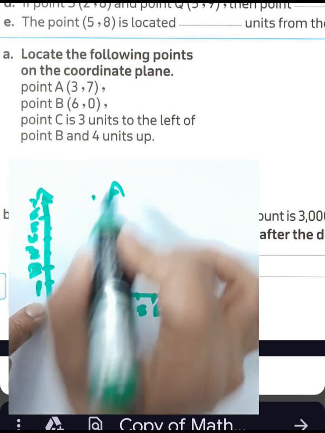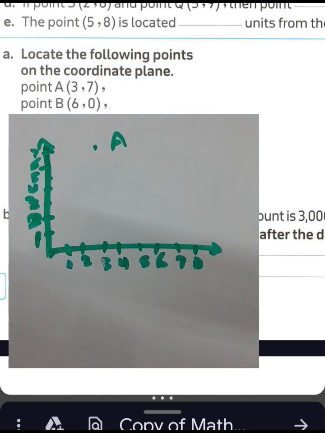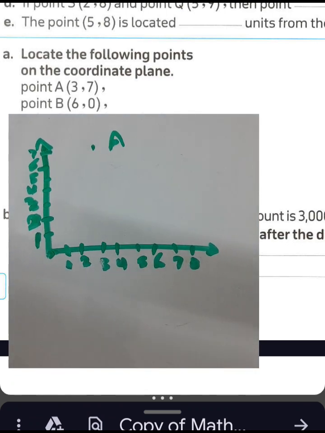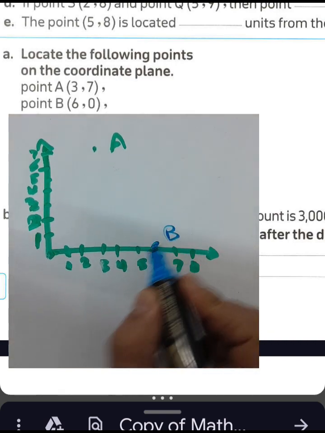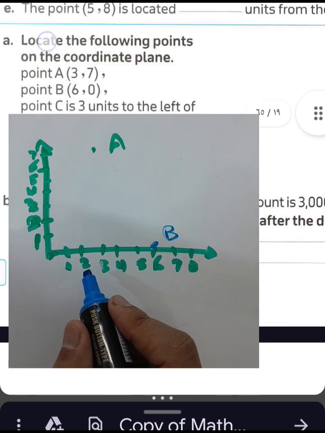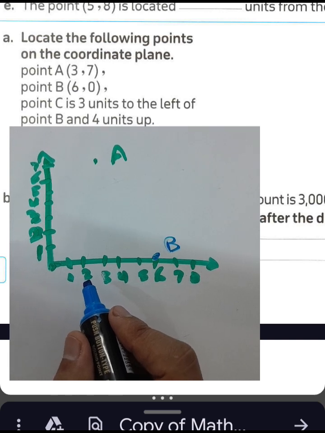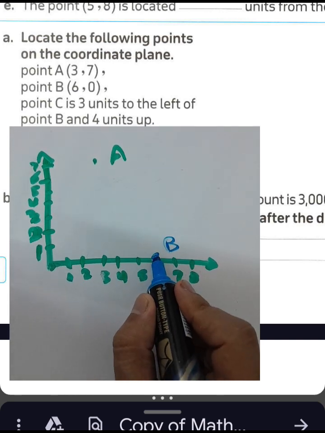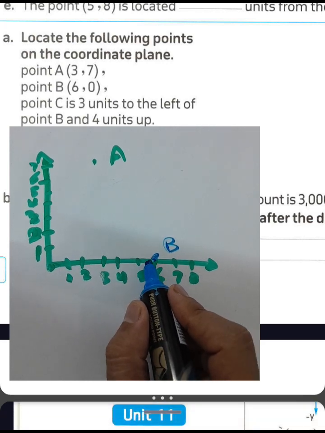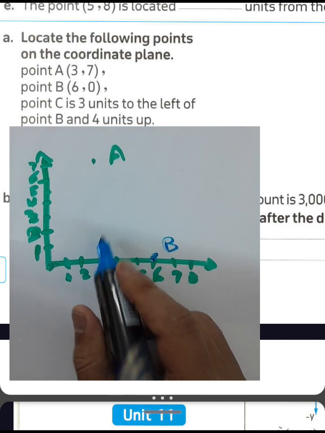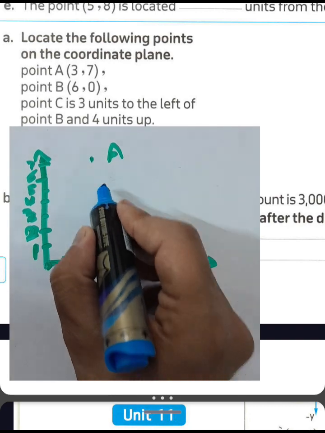It was point A. Point B is 6 and 0, here on this number line. This point, we call it what? 6 and 0, here, point B. Point C is 3 units to the left of point B and 4 units up. Okay, we have point B here, and he asked about 3 units left of point B: 1, 2, 3, going here, and up 4 units: 1, 2, 3, 4 here.